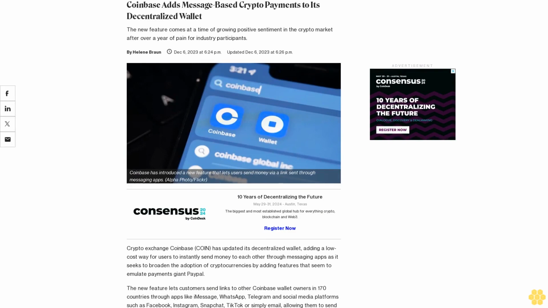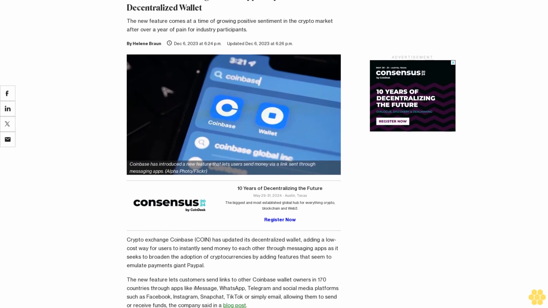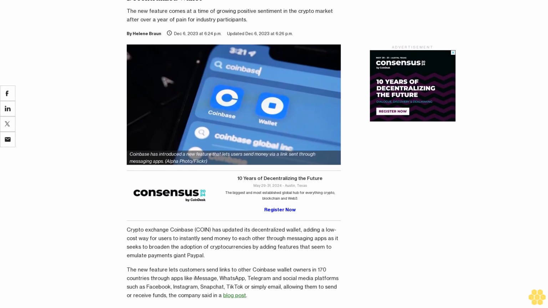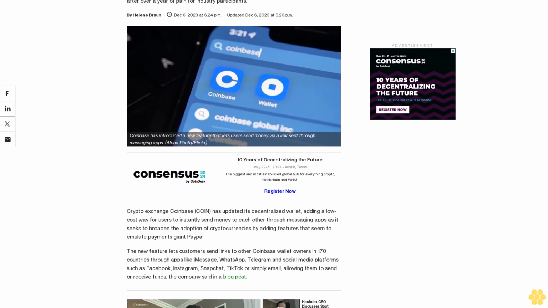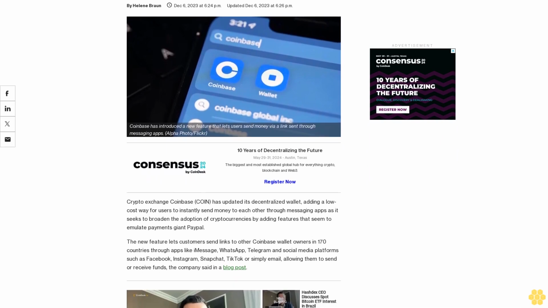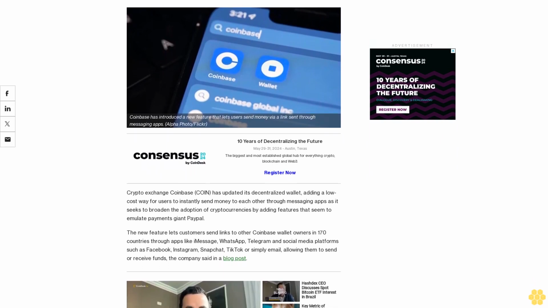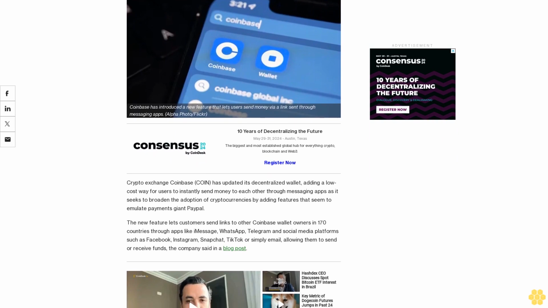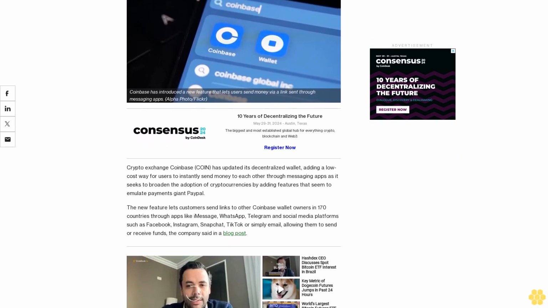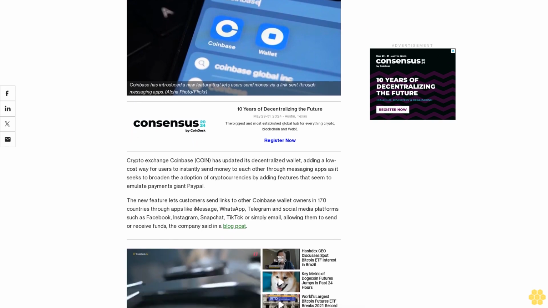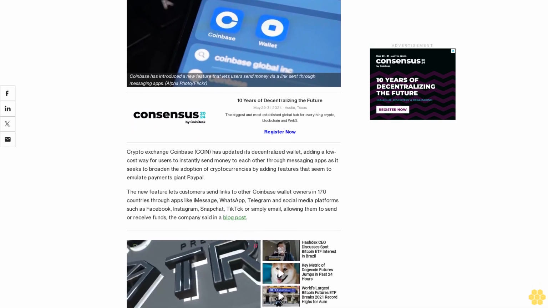Coinbase adds message-based crypto payments to its decentralized wallet. The new feature comes at a time of growing positive sentiment in the crypto market after over a year of pain for industry participants. Crypto exchange Coinbase has updated its decentralized wallet, adding a low-cost way for users to instantly send money to each other through messaging apps as it seeks to broaden the adoption of cryptocurrencies by adding features that seem to emulate payments giant PayPal.